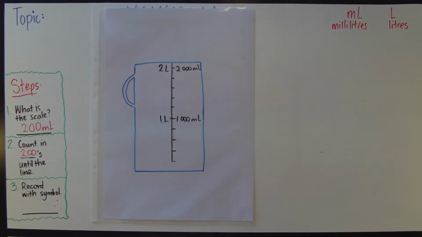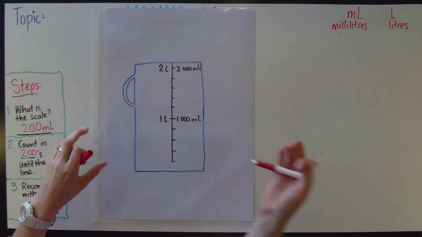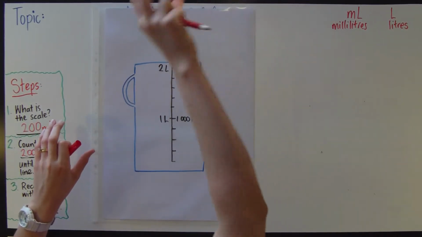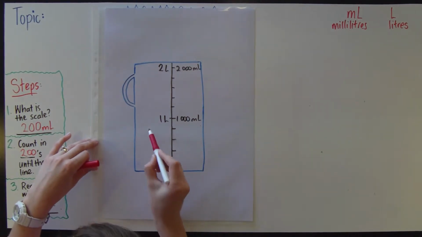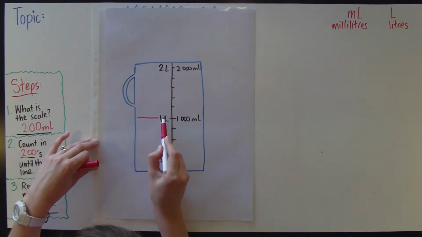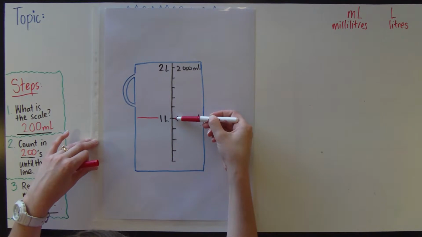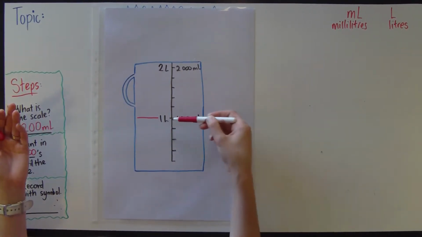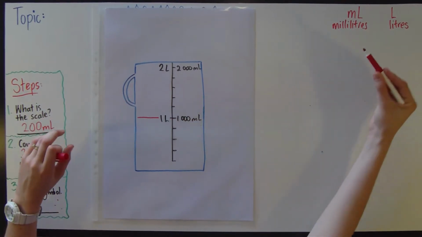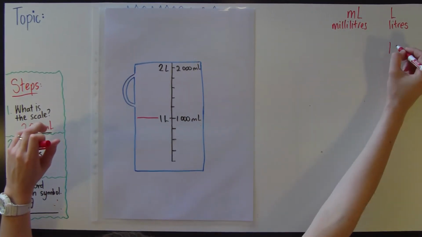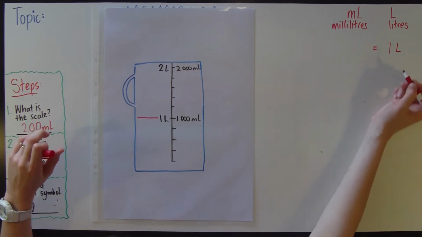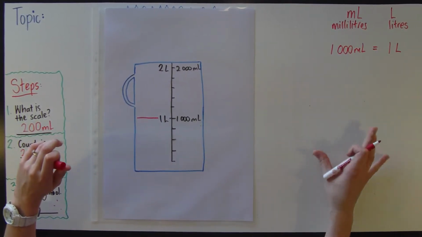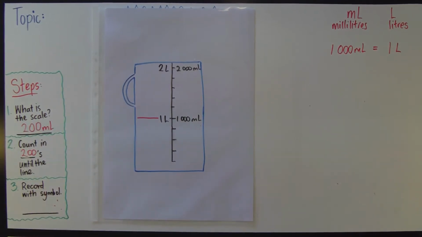So let me show you an example now. Imagine I had poured in water from another container to see what the capacity of that container was. Pour it into my measuring jug, and it goes to this line here. That's right, it's 1,000 milliliters, or it's 1 litre. And I could just put it up here. 1 litre is the same as 1,000 milliliters. Very similar with grams and kilograms.